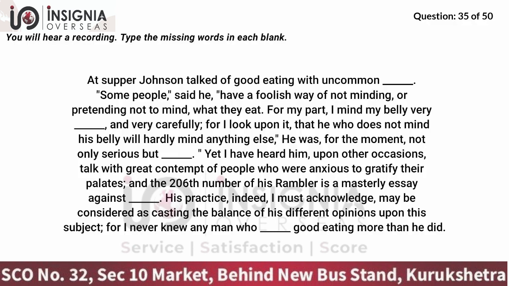At supper, Johnson talked of good eating with uncommon satisfaction. Some people, said he, have a foolish way of not minding or pretending not to mind what they eat. For my part, I mind my belly very studiously and very carefully, for I look upon it that he who does not mind his belly will hardly mind anything else. He was for the moment not only serious but vehement.